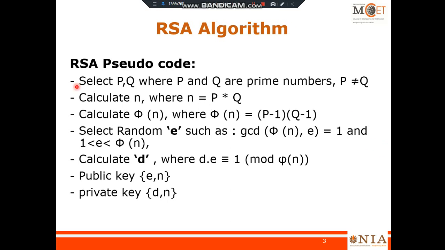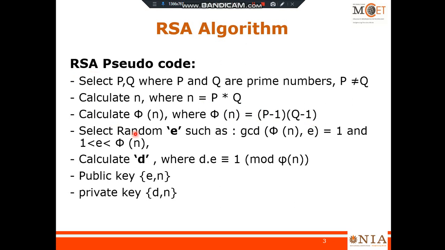Initially, select P and Q to be large prime numbers. P and Q may not be equal. You will have to choose two different prime numbers P and Q, both very large. Then you will calculate the value of n, which is equal to P multiplied by Q. Then calculate phi of n, where phi of n is equal to (P minus 1) times (Q minus 1).